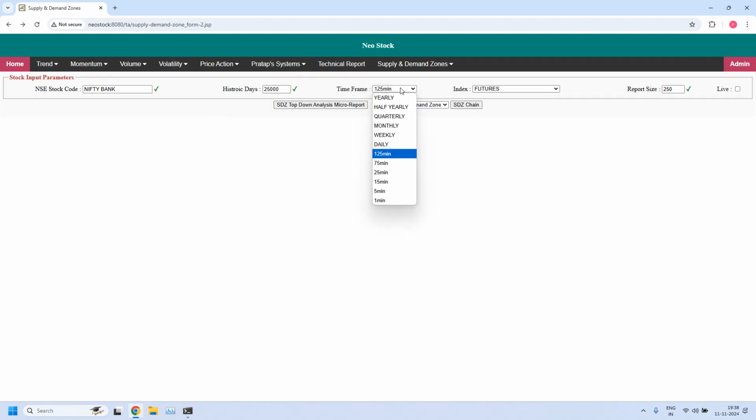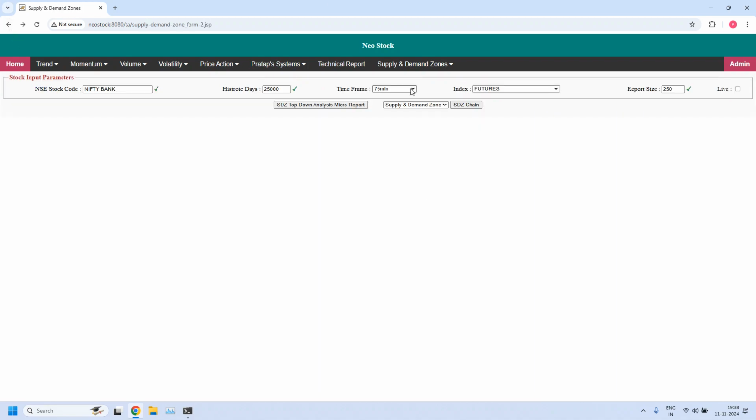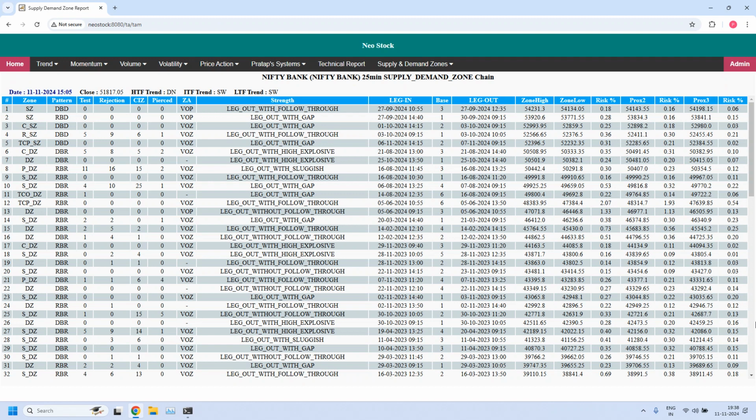Next time frame is 75 minutes, generating 75 minutes supply demand zone chain for Bank Nifty. Next time frame is 25 minutes, generating 25 minutes supply demand zone chain for Bank Nifty.